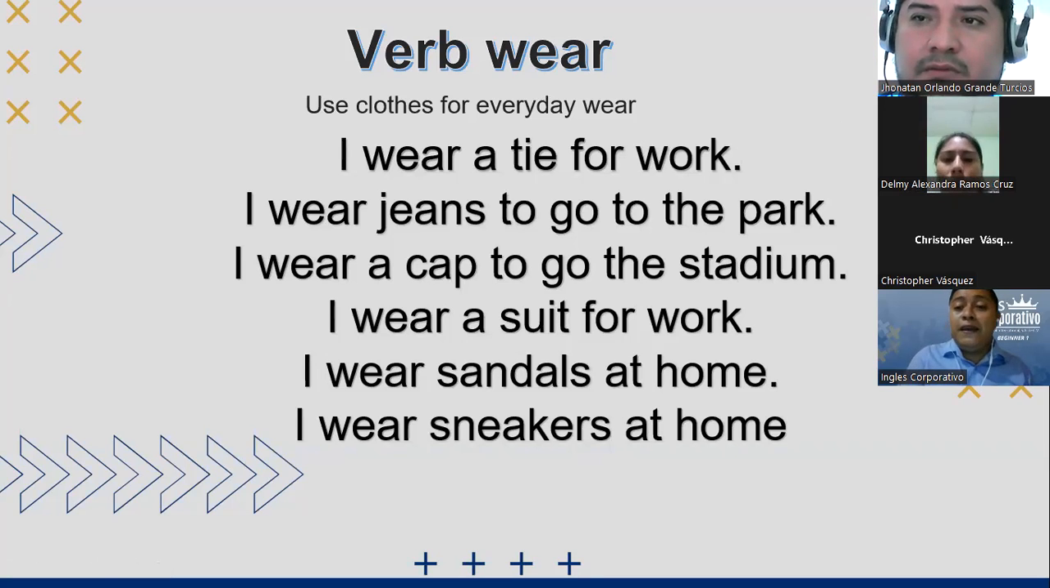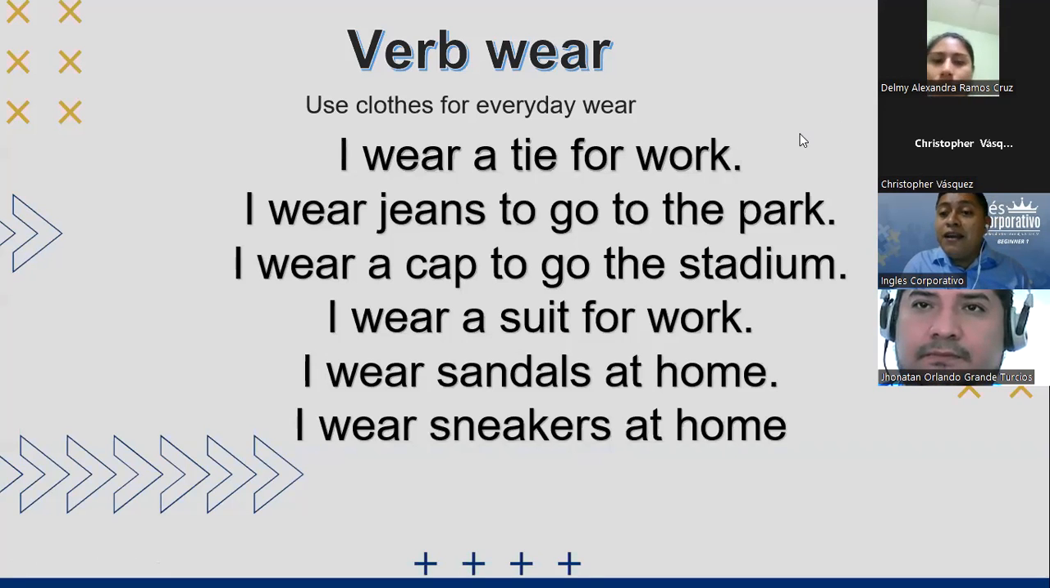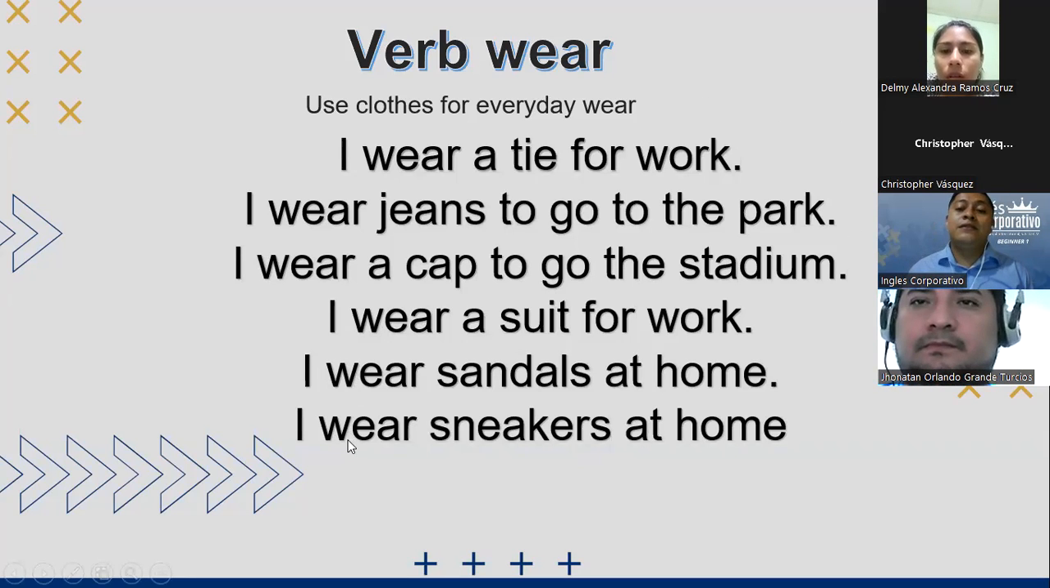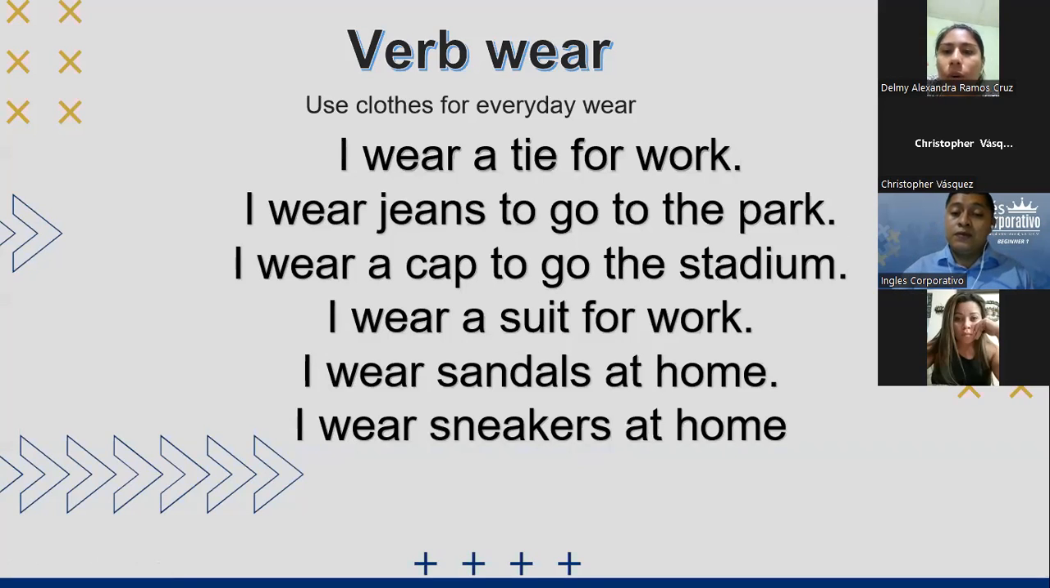Thank you so much. I have another volunteer. So tell me, Alexandra, can you please read the number 4, 5, and 6? I wear a suit for work. I wear a sandal at home. And the last one, I wear a sneaker at home. Thank you so much.